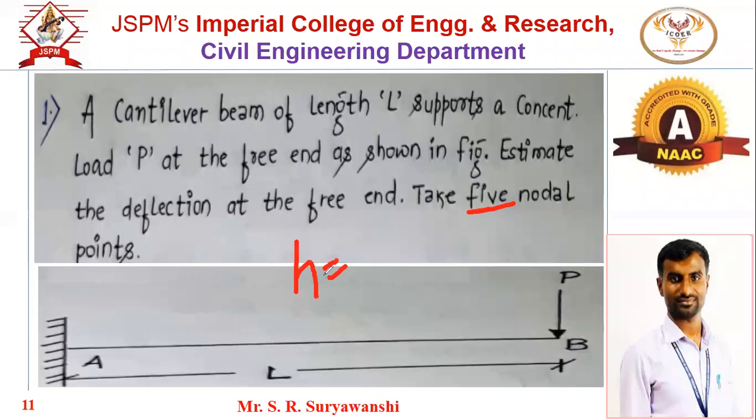H is equal to, yes, what is the value? L by 4. Very good. So H is given by L divided by N minus 1. So this is the general simple formula. Length is L. So how many nodes are there? 5. 5 minus 1, 4. So L by 4 is our successive distance interval. This is the distance interval H.